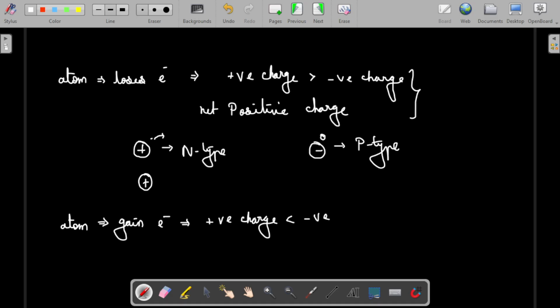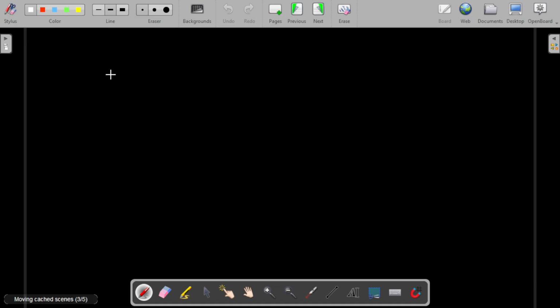So negative charge means the net charge will be negative. So net negative charge. Okay, this is how the property will be stated here. The charge Q will be the charge of an electron, so it should be 1.6 into 10 power minus 19 coulomb. This is the fundamental property.